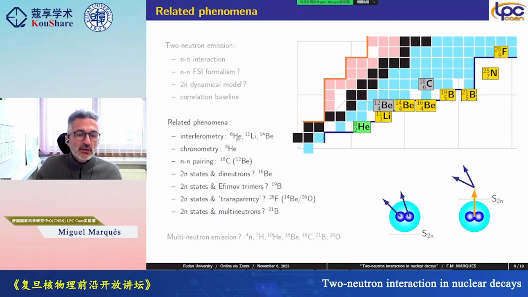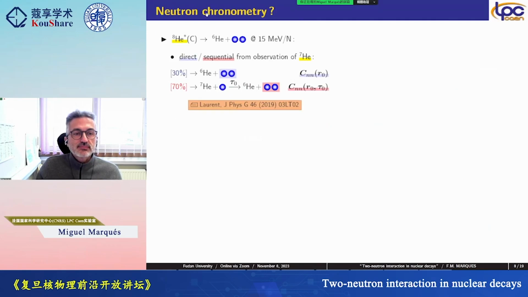Then we chose another example at GANIL, helium-8. In these first three cases, we chose Coulomb breakup because we wanted the breakup to be direct, so the two neutrons emitted at once. But for helium-8, we chose to see if we could be sensitive to the time, not only to the space. And that's why I call this neutron chronometry.